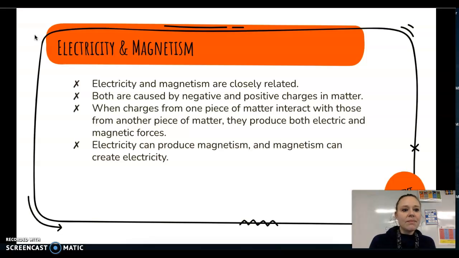So electricity and magnetism. Electricity and magnetism are super closely related. They are both caused by negative and positive charges in matter, and when charges from one piece of matter interact with those of another, they produce electric and magnetic forces. So electricity can produce magnetism, and magnetism can create electricity.